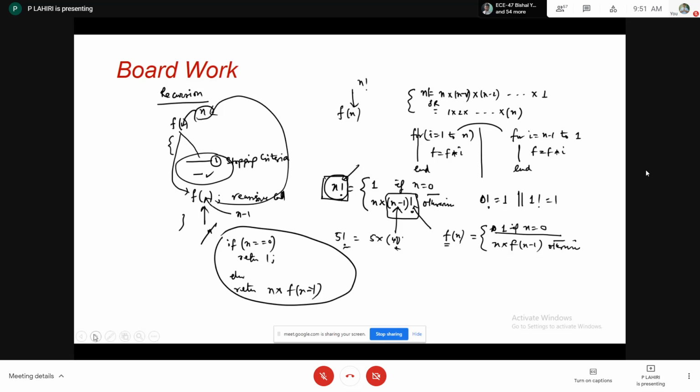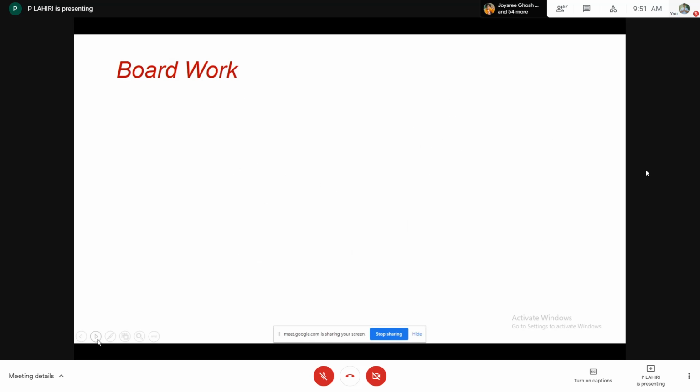So now the question definitely arises. Suppose I am considering a very simple case which I have written in my earlier slide: it is 1 if n equals 0, otherwise n into f of n minus 1. It is basically the factorial of n calculation.